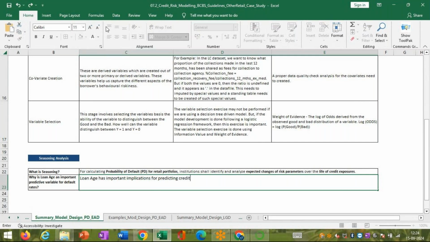Yeah, thank you. Okay, so for predicting the default rates in retail products, and when I say retail products, I would include all kinds of retail products, which would incorporate credit cards, personal loans, everything.